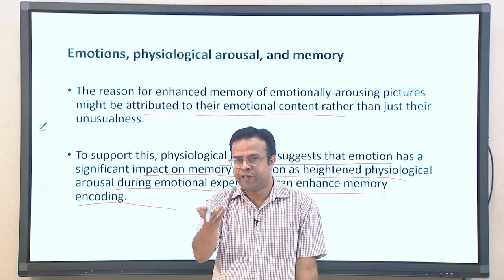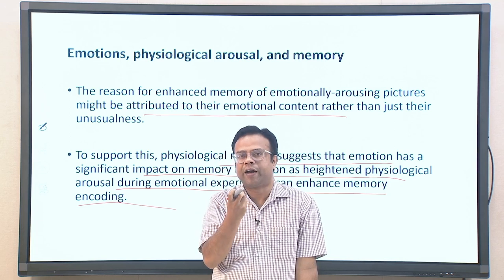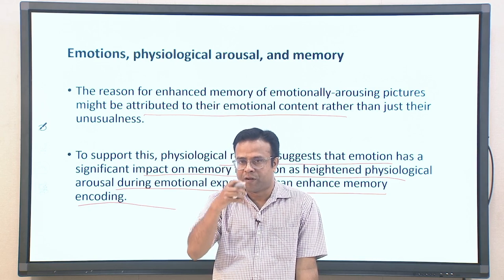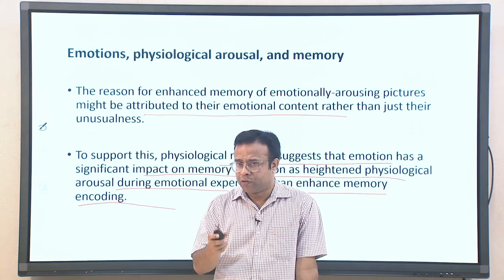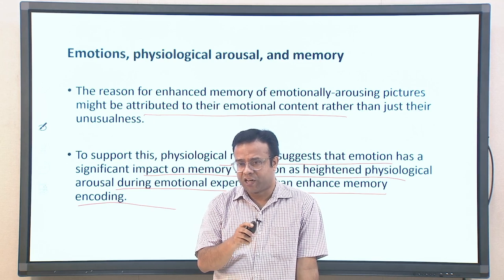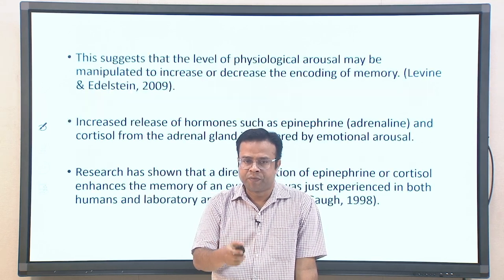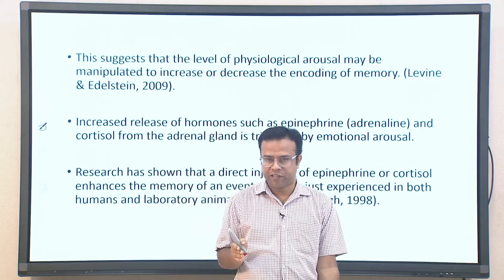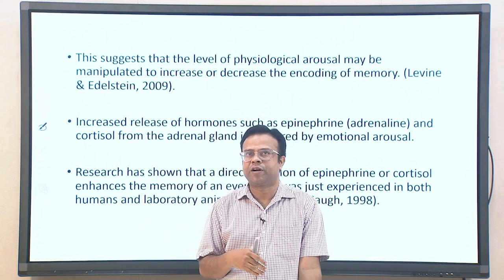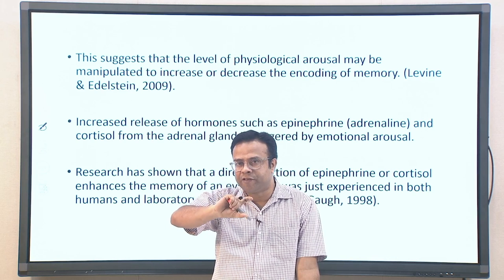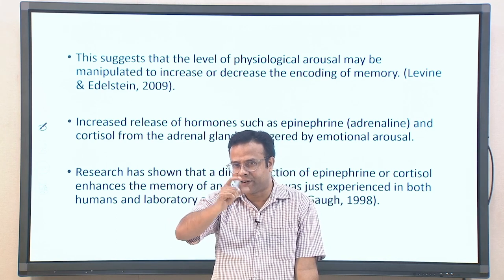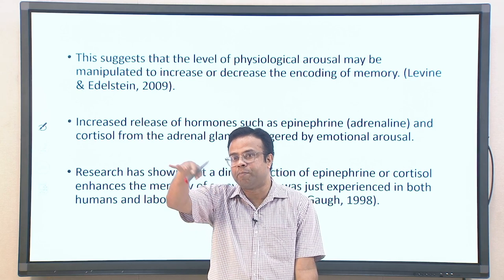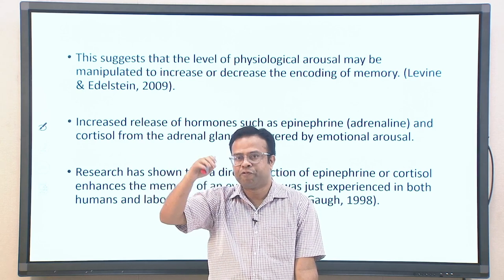So, because of that physiological arousal, we are more likely to encode the information in a much better, much stronger way. That is one of the possible mechanisms, and some of the evidence we will see here. This suggests that the level of physiological arousal may be manipulated. Many experiments were done where they tried to change the physiological arousal and see whether this change has an impact on memory formation.